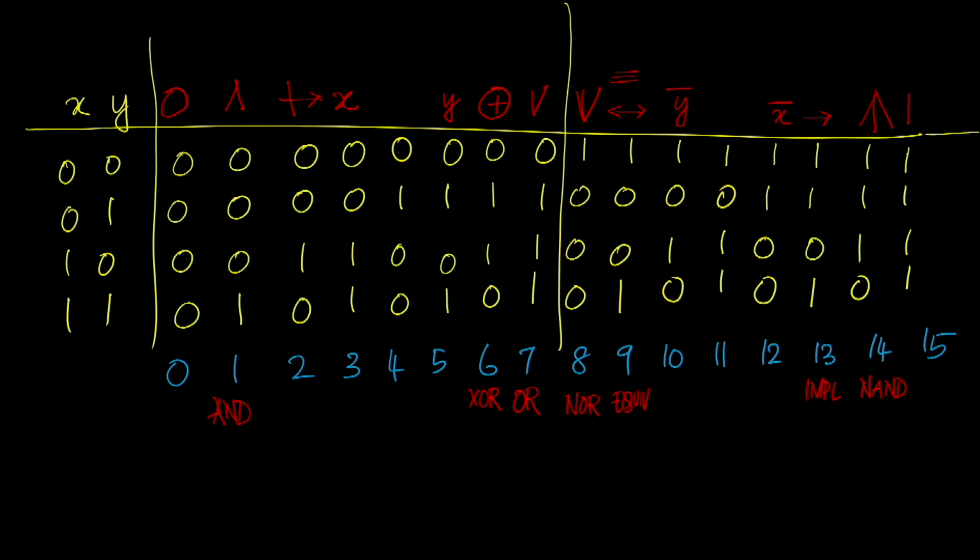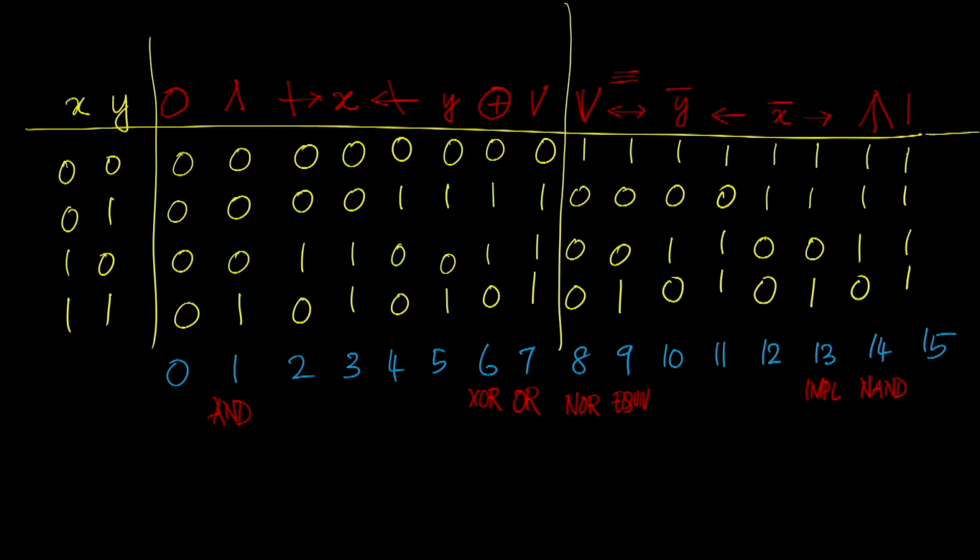What remains now? Column 11. Column 11 is 1, 0, 1, 1. Therefore, this is the reverse implication. Comparing it with column 13, you find that this is the reverse implication. If column 13 is a forward implication, x implies y, then 11 has to be the reverse implication. And then its complement 4 is the negation of the reverse implication. So now we have named all the 16 functions.